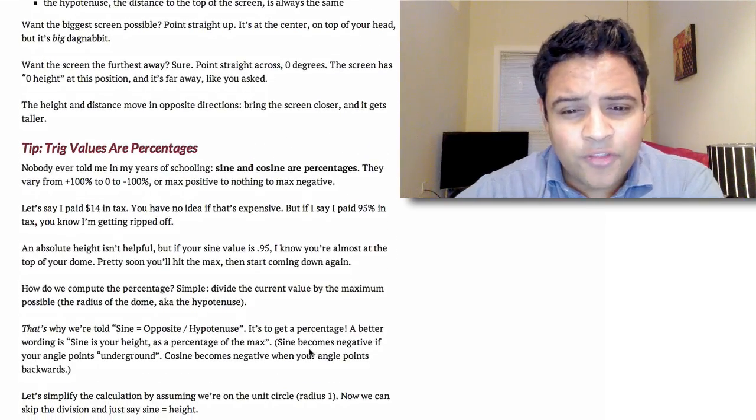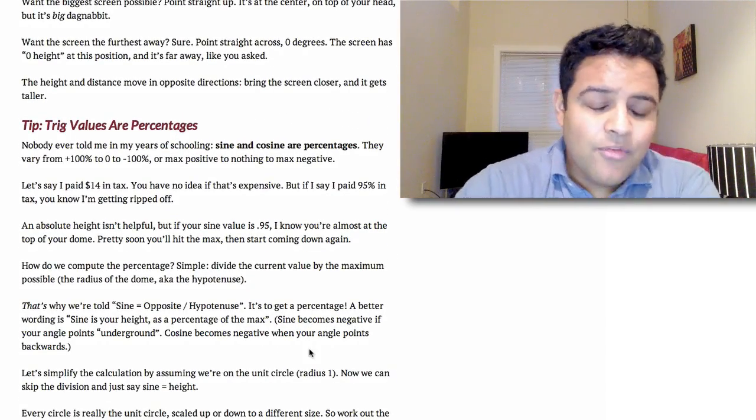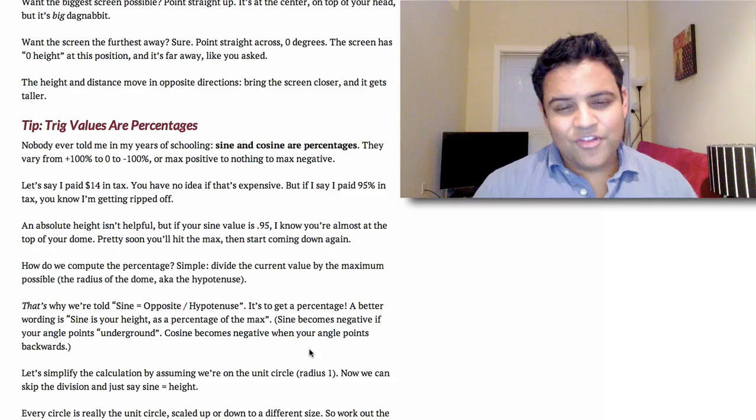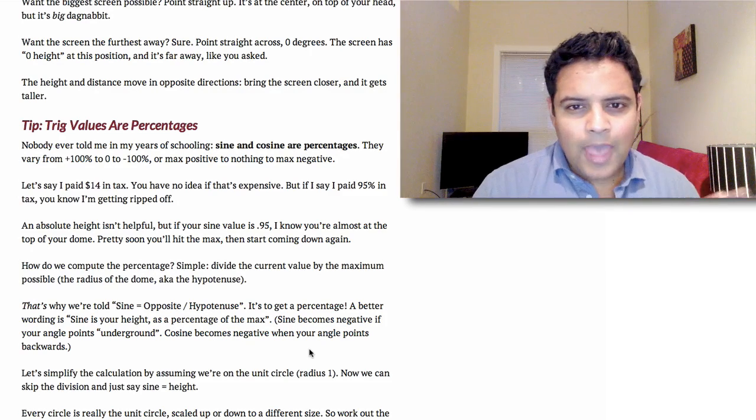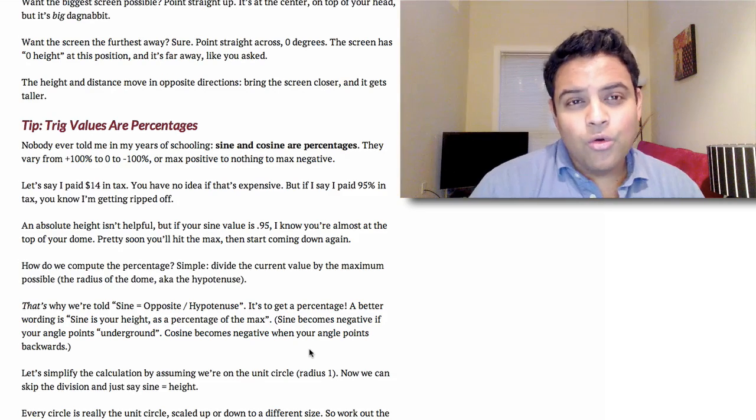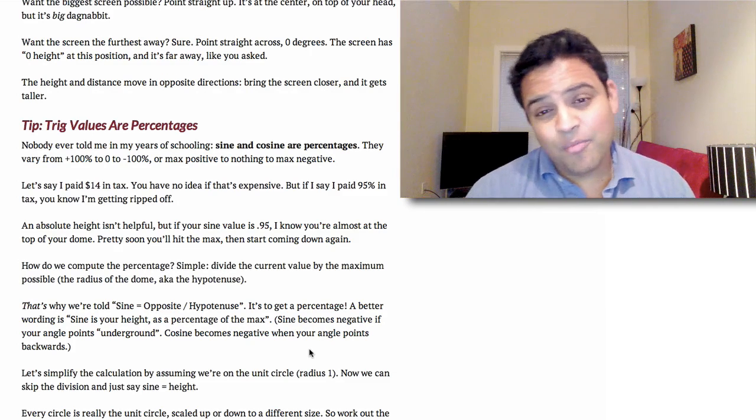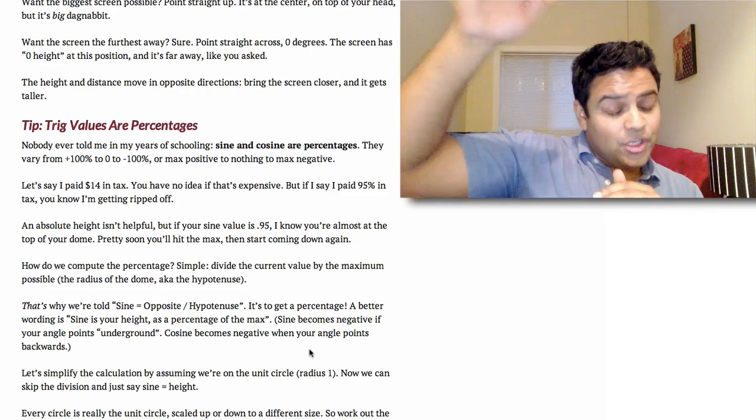Now, one little thing that nobody ever told me is that everything is in terms of percentages. It doesn't make sense to give an absolute height, like 15 feet in the air. It doesn't really mean anything. You don't know how high that is on the dome. But if you say, oh, 15 feet is actually 95% of the height, well, now you know you're really near the top.